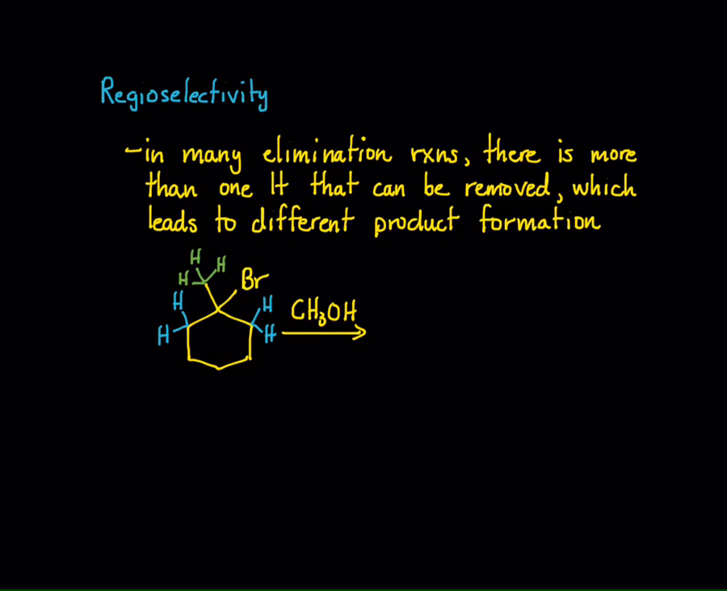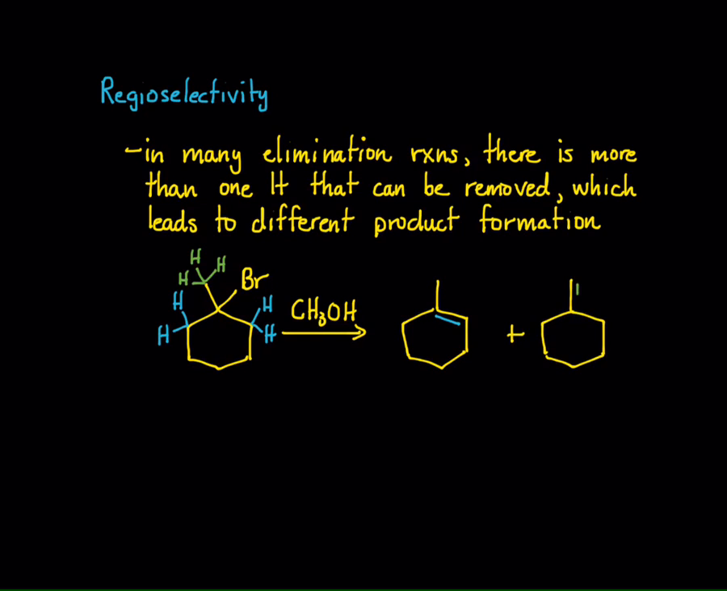So these three hydrogens. And notice if methanol as a Bronsted base removes any one of these hydrogens, I'm going to get two different products. So if I remove one of the blue hydrogens, I get this alkene.